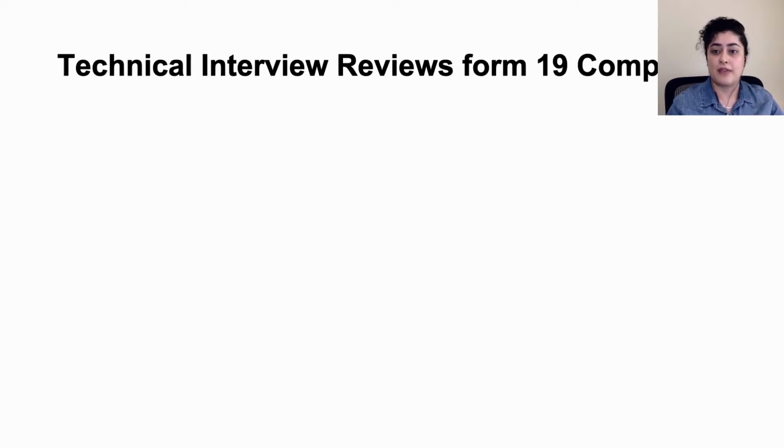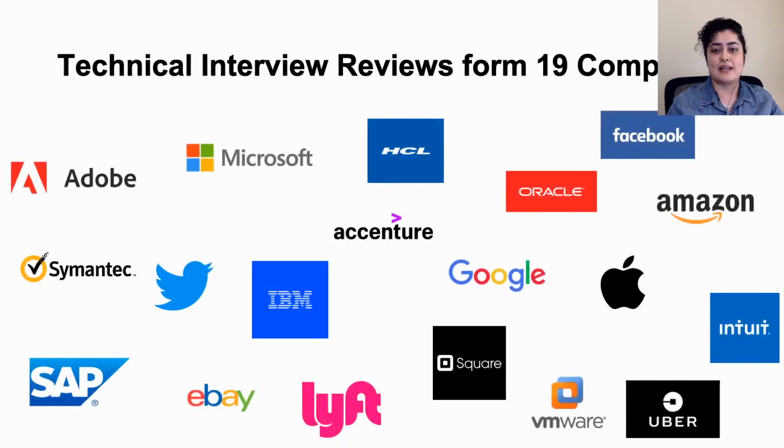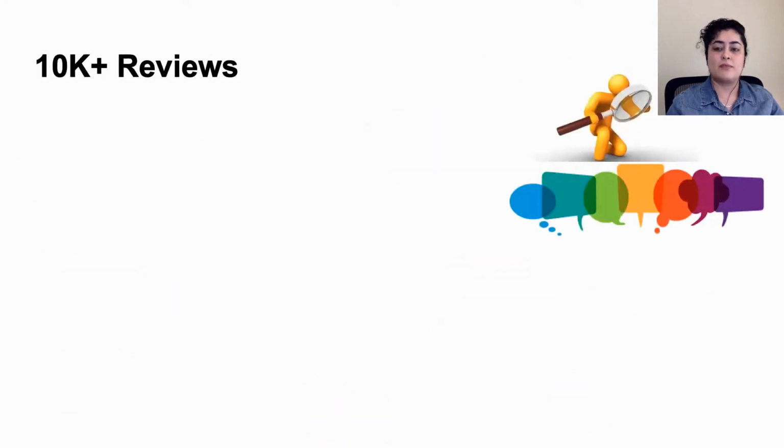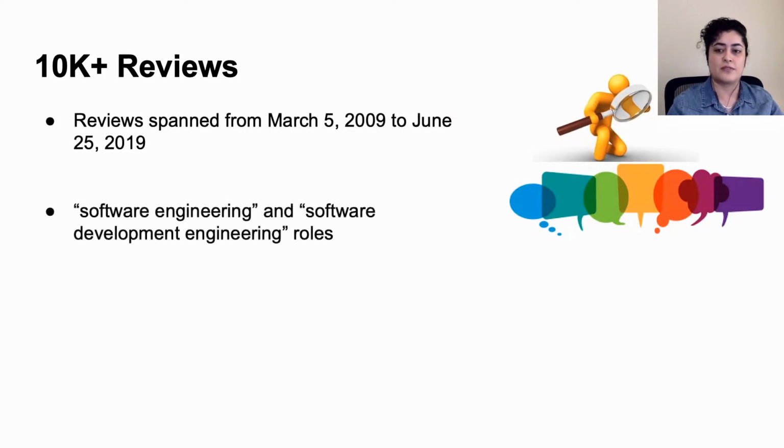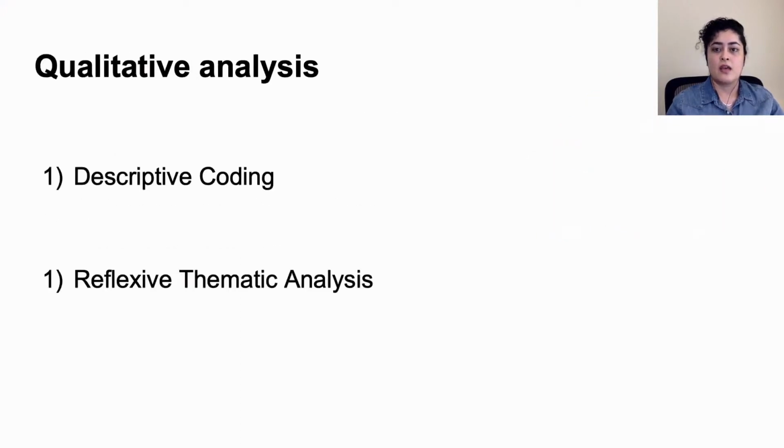To select our data, we limited our data collection to companies which appeared in the software category for Fortune 2000 and had at least 50 reviews on Glassdoor. We ended up with these 19 companies. We scraped more than 10,000 reviews from Glassdoor, with reviews spanning from 2009 to 2019. Reviews were filtered on software engineering and software development engineering roles. We used qualitative analysis to analyze the collected reviews.